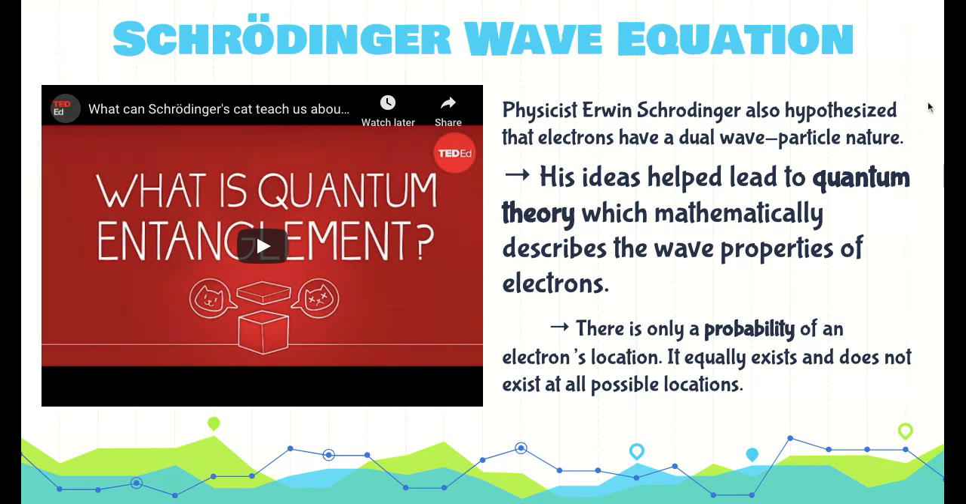So then we have Schrodinger, whom you probably know by Schrodinger's cat. He's neither dead nor alive. But he also had some research that went into the atomic model, okay? So he hypothesized that electrons have a dual wave-particle nature, the same way de Broglie did, so it's not just a particle, and it's not just a wave. His ideas helped lead to quantum theory, and quantum theory mathematically describes the wave properties of electrons.